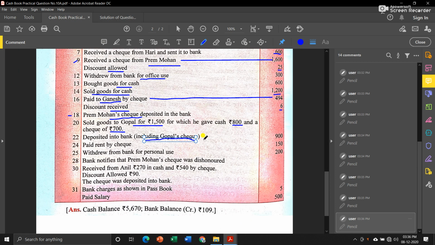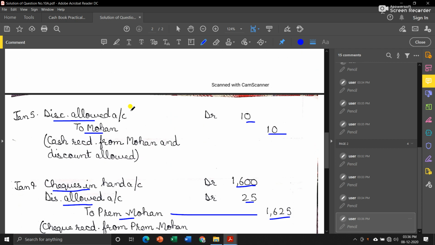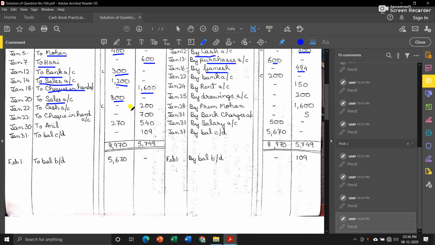including Gopal's check, that 700 worth of check that we received on date 20, that also we deposited into the bank on date 22. Since the value of the check is 700, that means out of this 900, 700 was for that check, and the remaining 200 we deposited into bank from our cash in the business. So that means for that 200 it will be a contra entry.